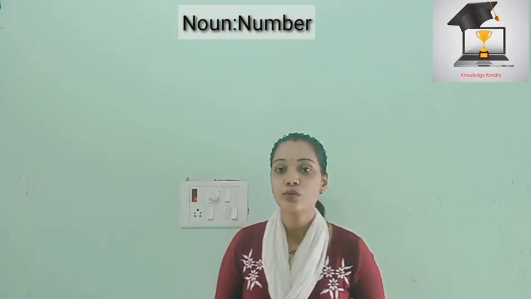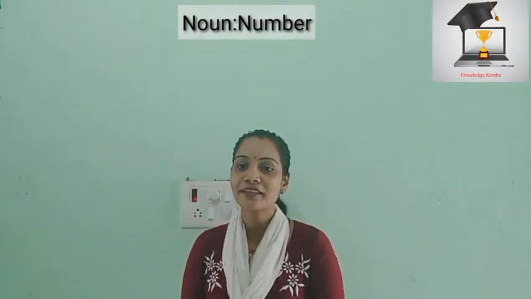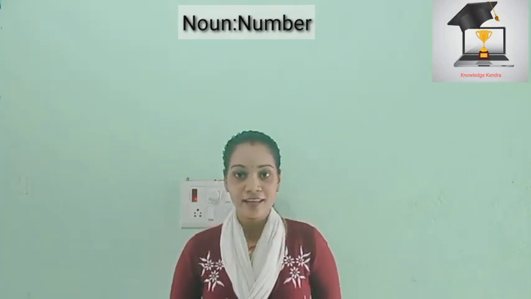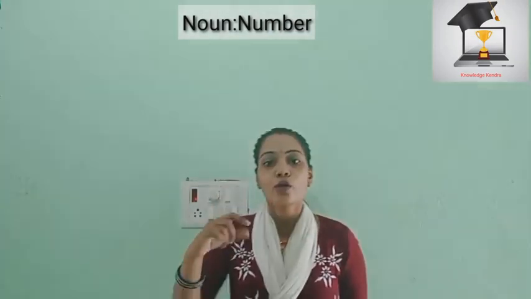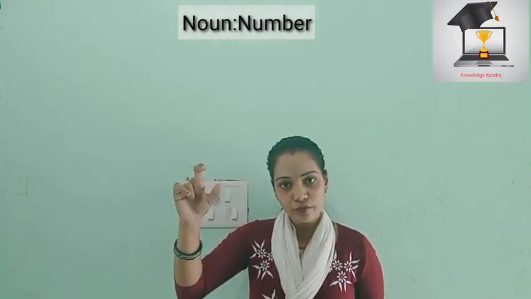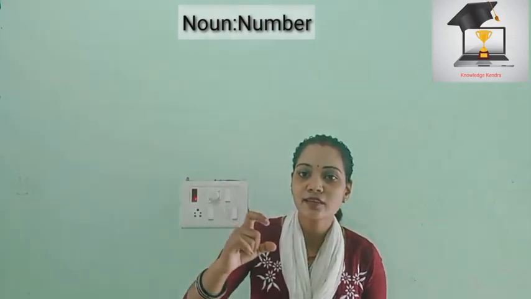And I also told that a word ending with a vowel should have a consonant before that vowel, like home. So e is a vowel and before e there is a consonant. So that word will be changed into plural by only adding s. Homes. So this is the first rule we have studied.